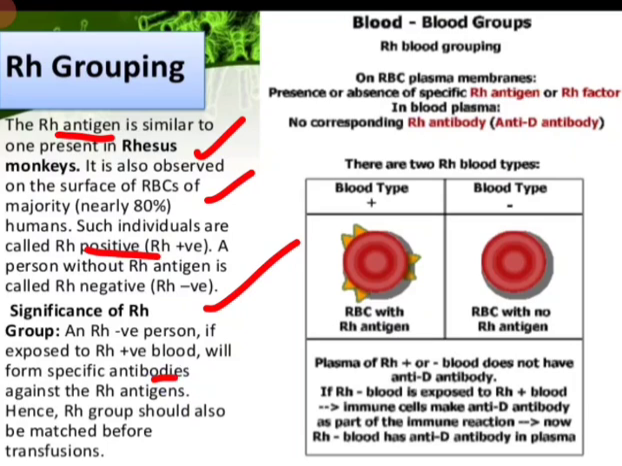So here you can see the blood type, that is RBC with Rh antigen, and here it is RBC with no Rh antigen. You can see that the antigens are not here. These yellow colored ones are the antigens actually. These antigens are not present here.